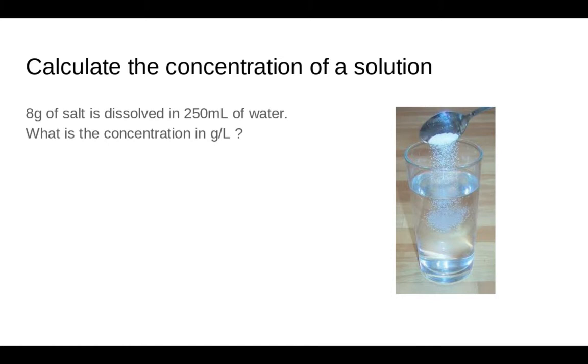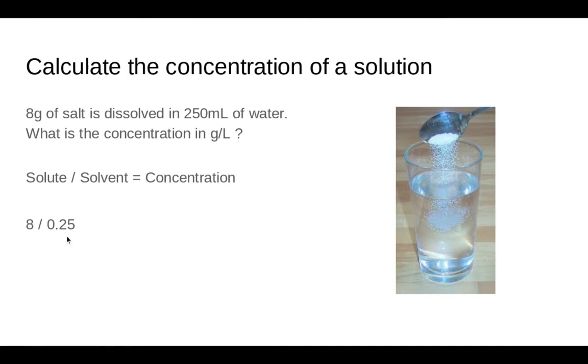So 8 grams of salt is dissolved in 250 milliliters of water. What is the concentration in grams per liter? And this is our first way to measure concentration, grams per liter, g/L, okay? So to calculate the concentration, we take the solute in grams and divide it by the solvent in liters. It's very important that the solute is always first, then divide, then the solvent in liters, and that will tell you your concentration. So if we look here, 8 divided by 0.25.